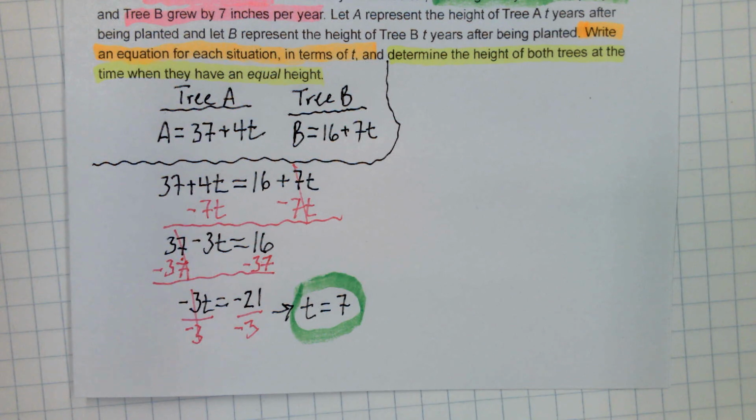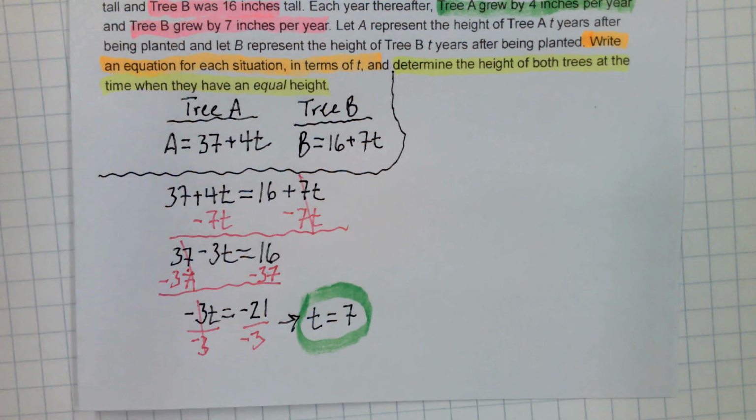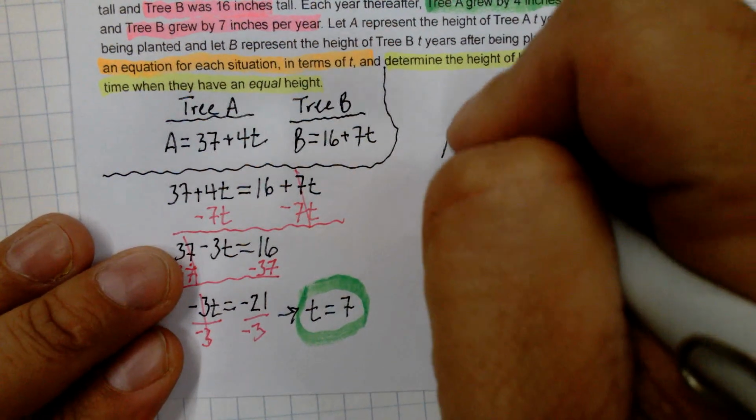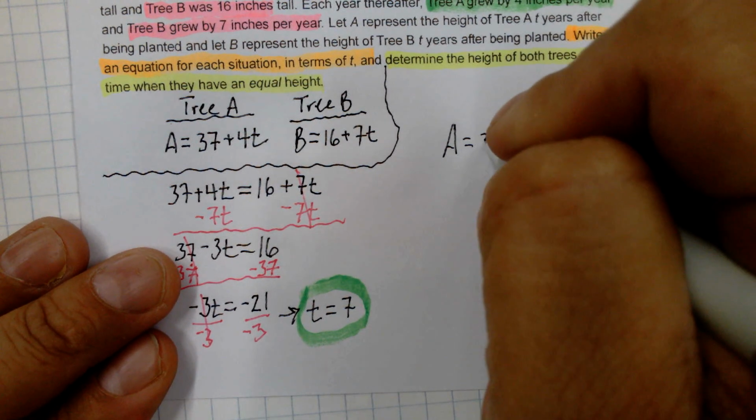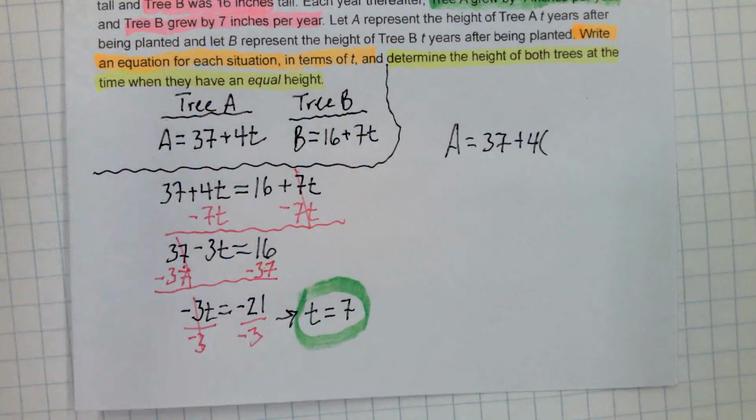Okay? Now, we want to know what that height is. How can we figure that out? We need to know the height of the tree after 7 years. Do we have an equation or something that would tell us that? Yeah. Pick your equation, either the first or the second. Doesn't matter which one. And so let's do it. Let's take this one. So I'm going to do A equals 37 plus 4 times 7.